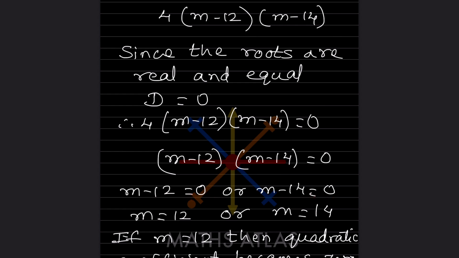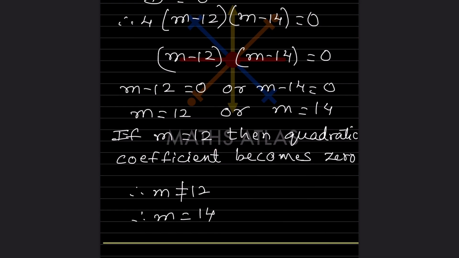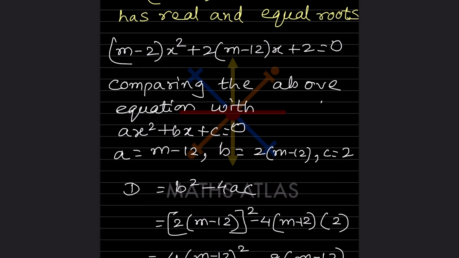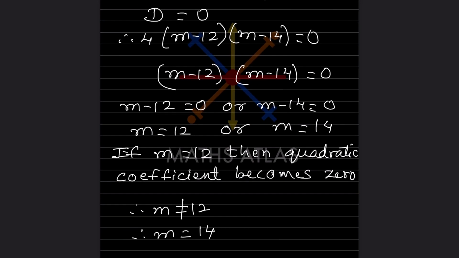So m is equal to 12, or m is equal to 14. Now let us see, if m is equal to 12, then the quadratic coefficient becomes 0. So we cannot take m as 12. You can just check and see. So here we have to take m as 14. When you put 12 in the quadratic one, it becomes 0, so we cannot take m as 12.